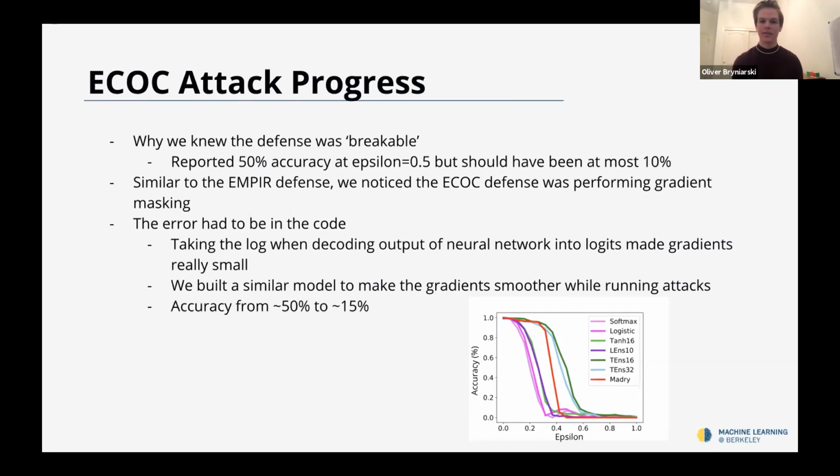And what that does is it reduces the accuracy already from 50% to 15%. And that was the first thing we noticed, and we're still working on this, but it was a pretty drastic improvement already from even the claims in the paper.